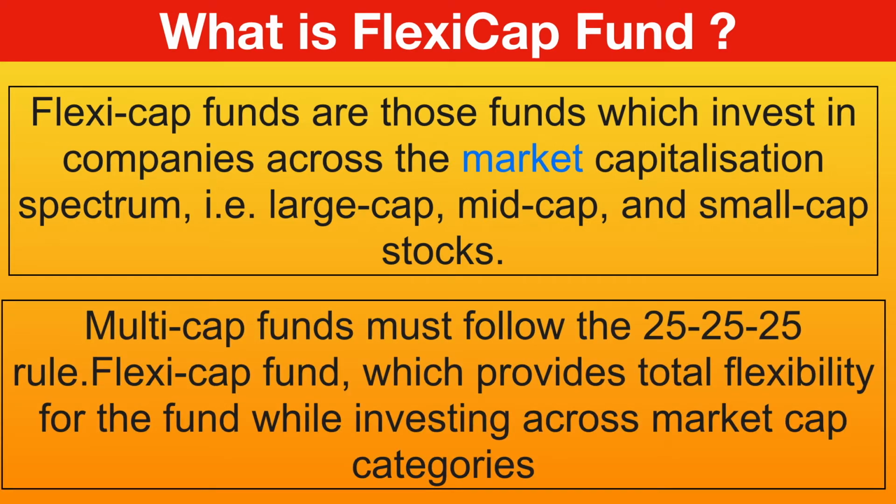There is a difference between a FlexiCap mutual fund and a multi-cap mutual fund. In a multi-cap mutual fund, it is necessary to follow the 25-25-25 rule, which means that at least 25% has to be allocated to stocks listed in large cap, mid cap, and small cap. The remaining 25% can be allocated based on the fund manager's decision.